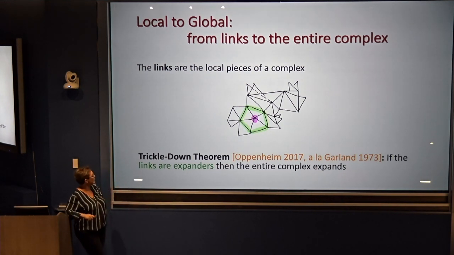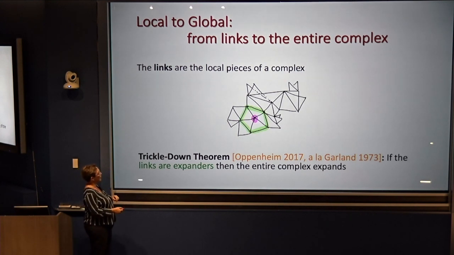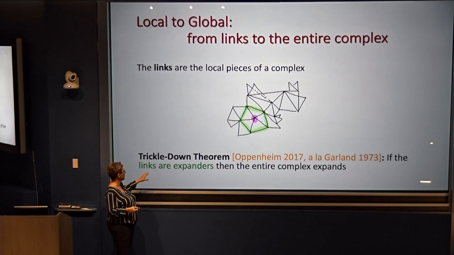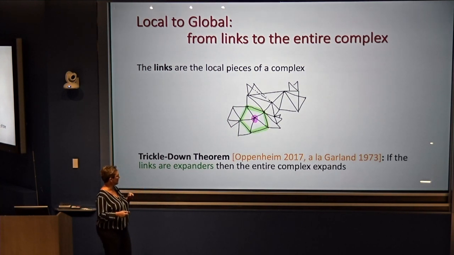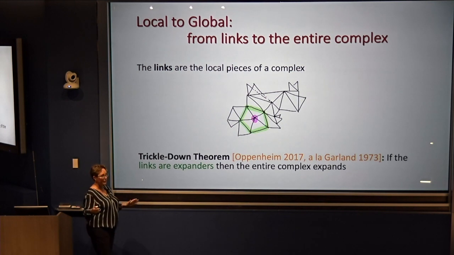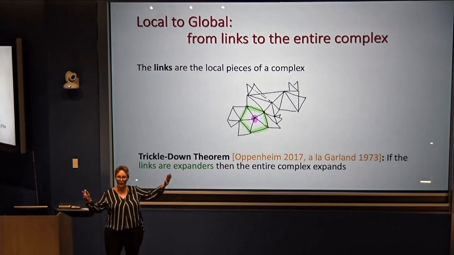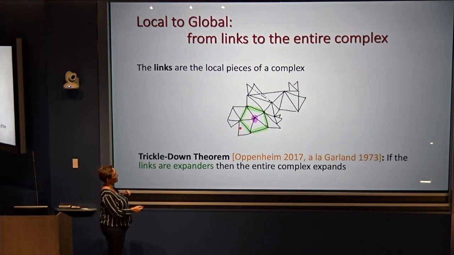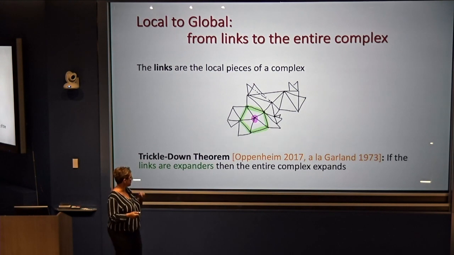But what did Oppenheim prove? Roughly speaking, he said, if each one of these links, for every vertex in your complex, the link is an expander in some quantitative way. It's not enough that it's connected. It needs to be an expander in a quantitative way. And the entire thing is connected. Then the entire graph that you see here, and now you don't have to think about the triangles anymore, just think about the vertices and edges, the entire graph becomes an expander.